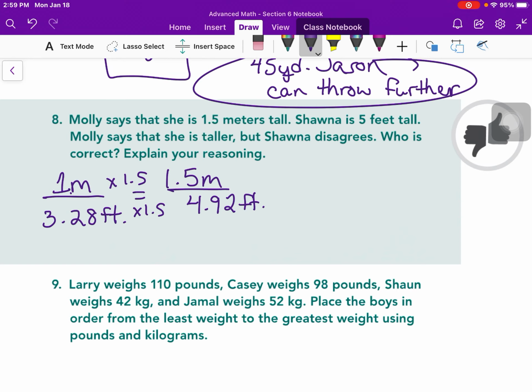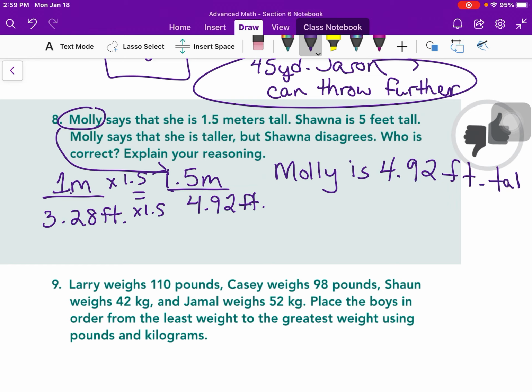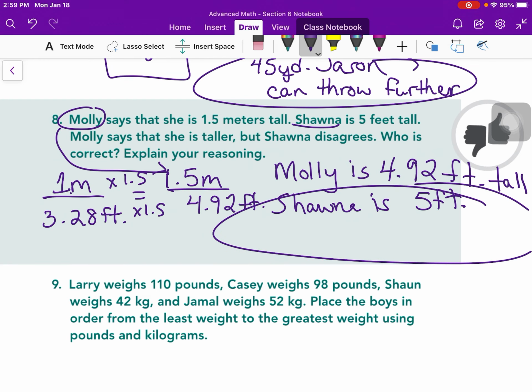So what does that mean? If Molly's 1.5 meters, Molly is also 4.92 feet tall. Shauna is 5 feet tall. Now that they're both in the same unit, feet, I can tell that she is taller. So I just have to convert them into the same units, and I can do so using my ratios and my proportions and what I know about that.